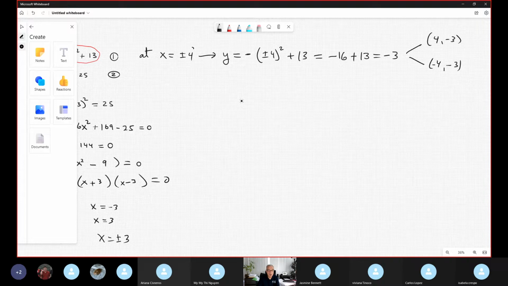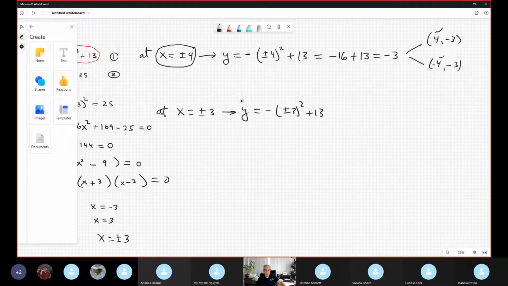Because we have two values of x, positive and negative, and we have one unique y value. Because regardless of whether it is positive or negative, the answer is negative 3. Likewise, at x equal plus or minus 3, y is equal to minus plus or minus 3 squared plus 13. So negative 9 plus 13 is positive 4. So we have 2 points: the point 3, 4, and the point negative 3, 4. 4 solutions.